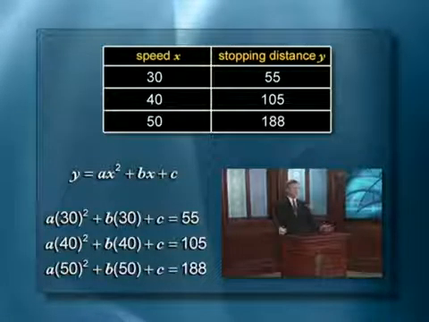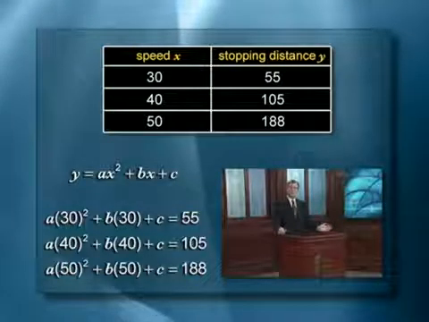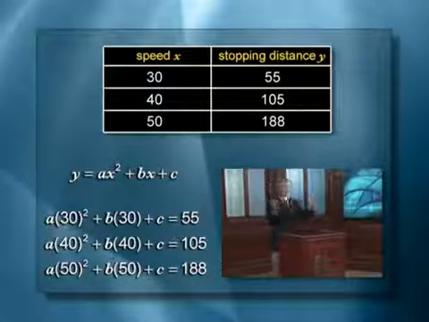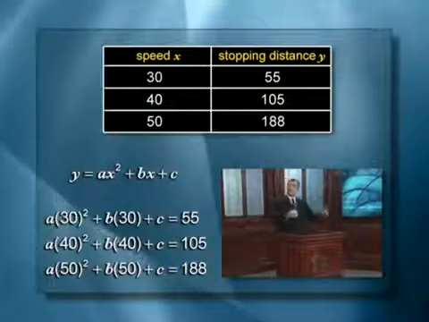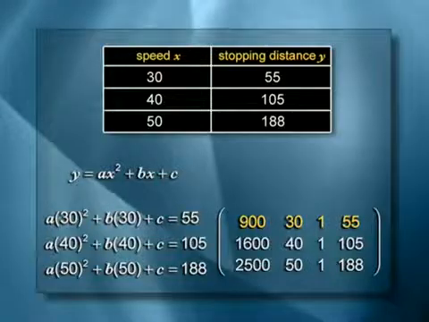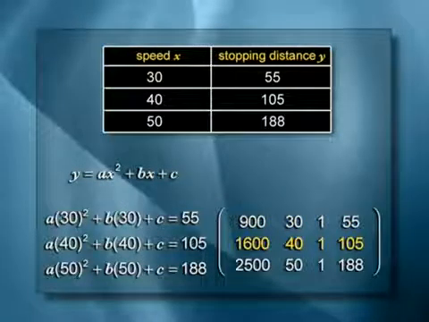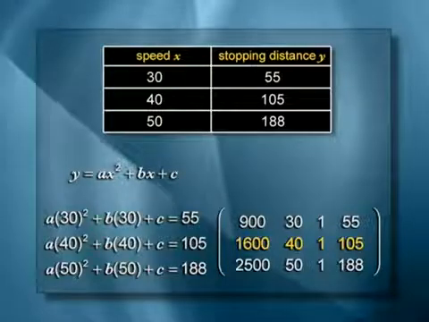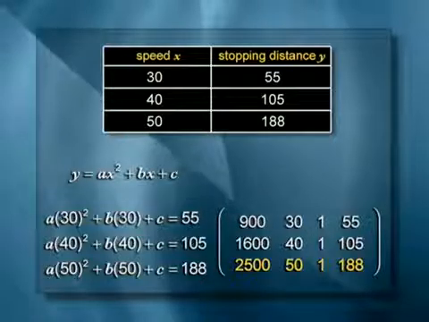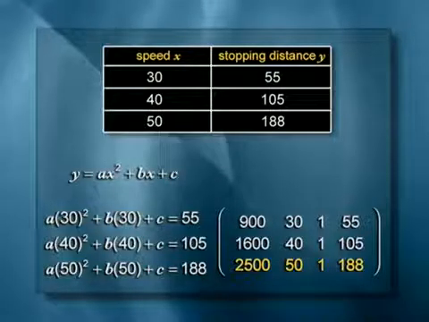We've been here before. The equations are not quite as pleasant to work with. There's big numbers here. Let's put them in matrix notation, and I'll put the coefficient matrix and the right-hand side together. The first row is 900, 30, 1, 55. Then it's 1600, 40, 1, and 105. And the third row is 2500, 50, 1, and 188. All right. We know how to do this. We solve the system. Trust me, you can row reduce this and solve it.